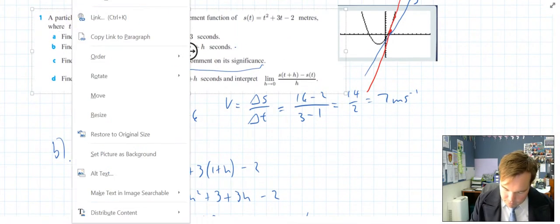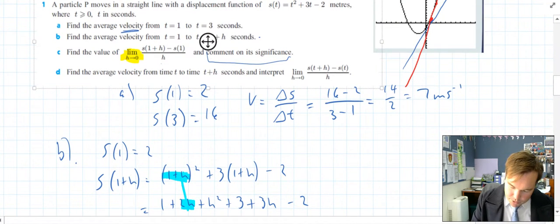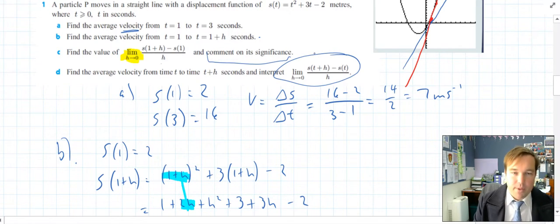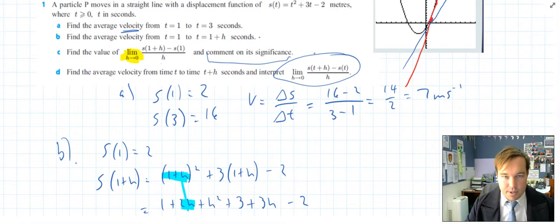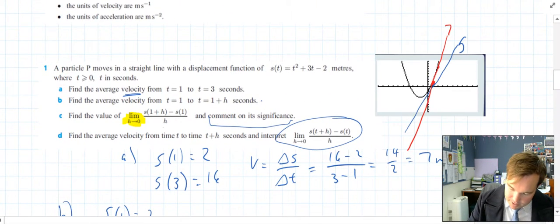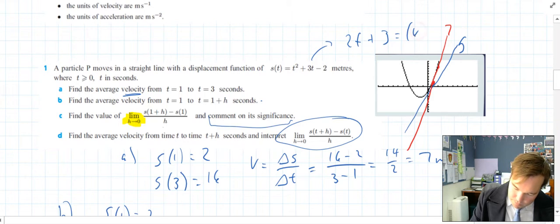Alright, find the average velocity from time equals t to t plus h seconds and interpret that. That will give us the velocity function. So it's essentially finding via first principles the first derivative of this, and if you work it out, which you're welcome to, you'll come to 2t plus 3. That will be equal to the velocity function, so v(t).